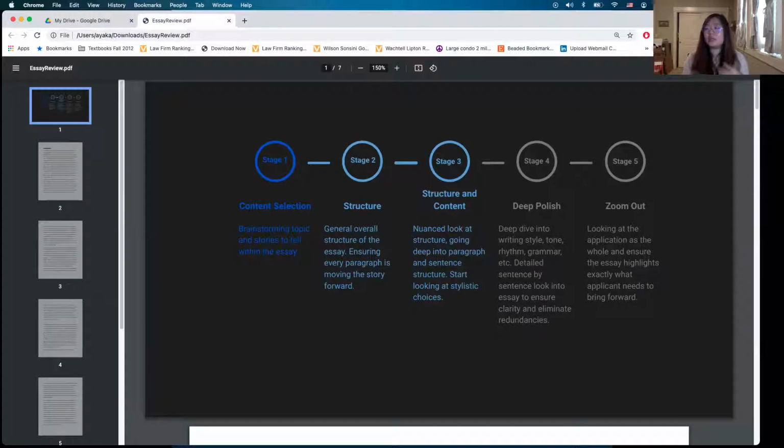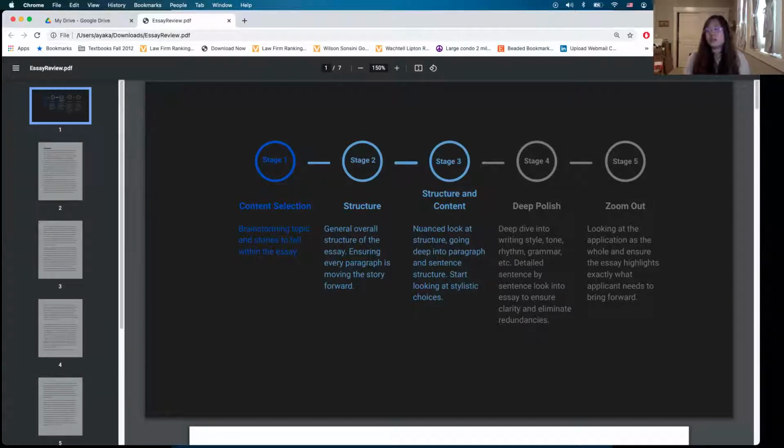Stage 3, you're looking at structure and content. The structure settles down a little bit, but you might be looking at, do you need to add extra paragraphs here? Can you trim certain things? You're really looking at the overall flow of your essay, along with paying attention to stylistic choices. Some people really want to write with echoing examples, or connecting the first paragraph to the fourth paragraph, all of that fun stuff. So you're really looking at that structure there.